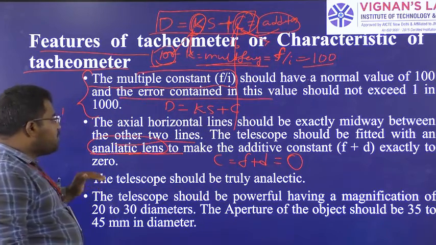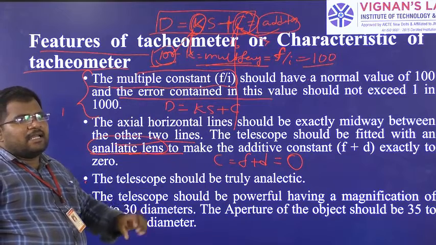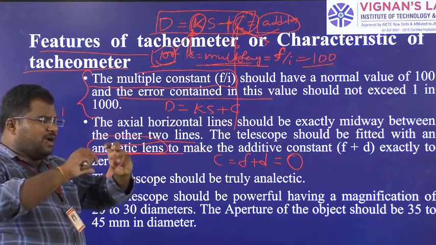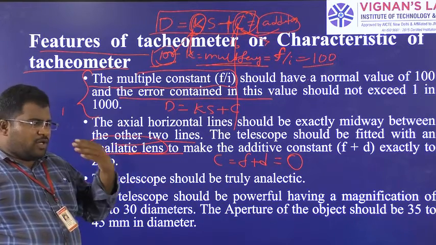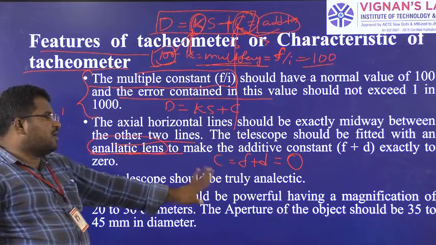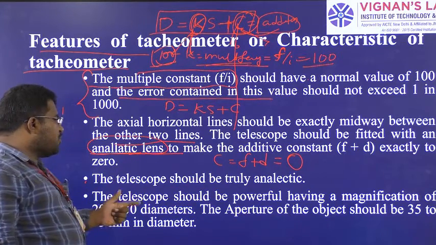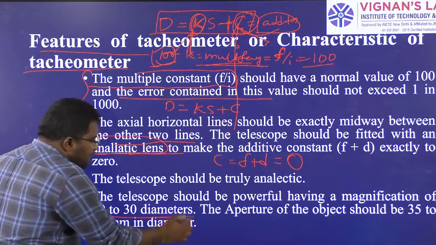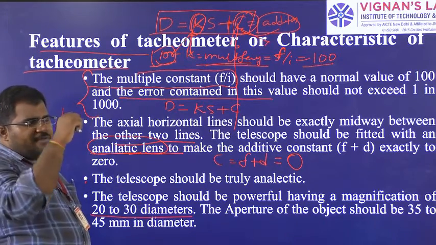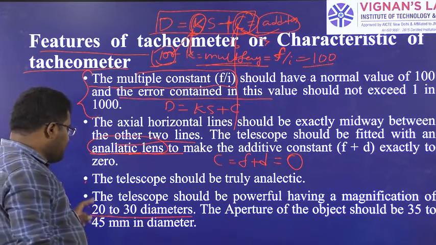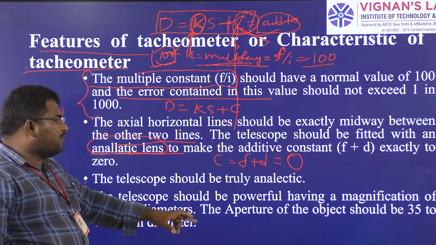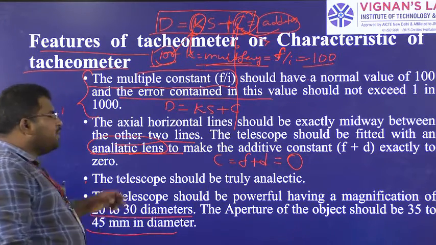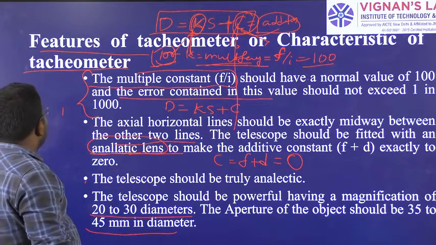Next, the telescope should be truly analytical, right? Truly analytical means it is not going to give any kind of colors. If you are not adjusting the lenses in a proper way, you are going to observe a special type of colors, so you are not going to do that. Next, the telescope should be powerful, having a magnification of 20 to 30 diameters. So we have magnification, the zoom, and the zoom capacity will be this much. Next, the aperture of the objective should be 35 to 45 mm. So these are some of the characteristics.